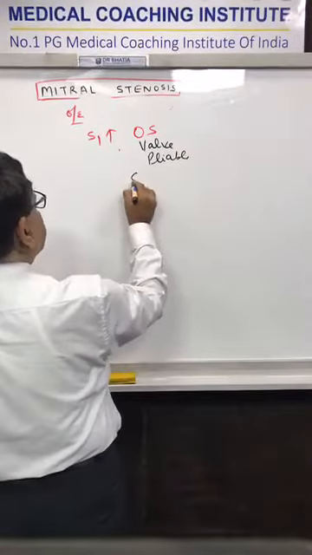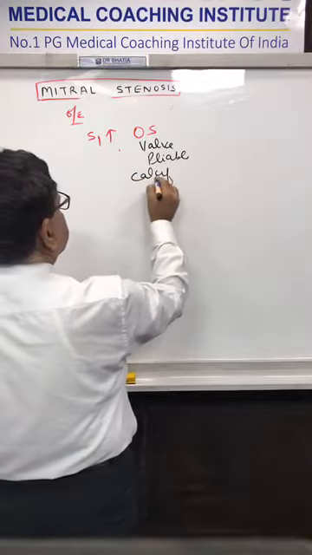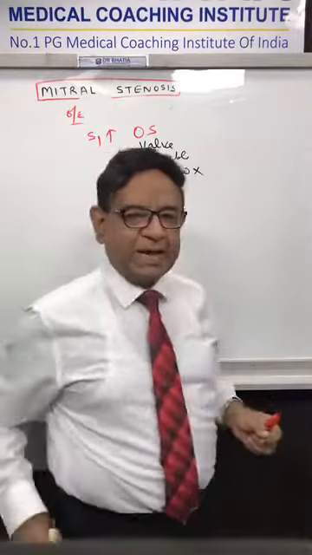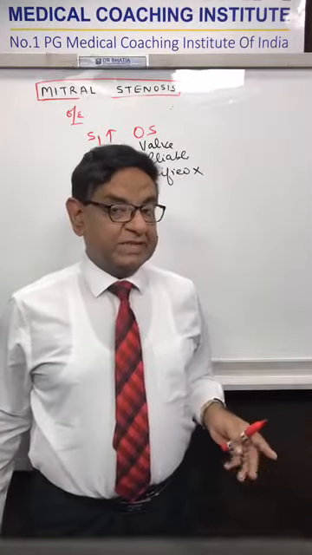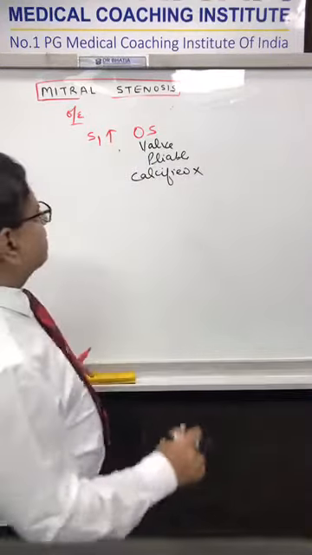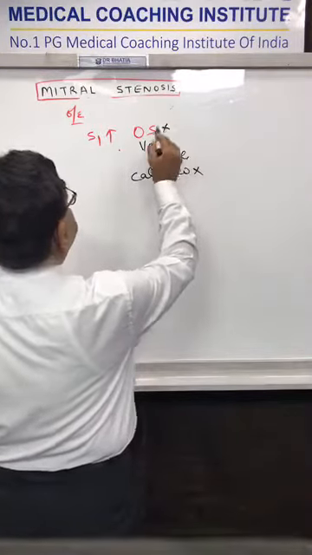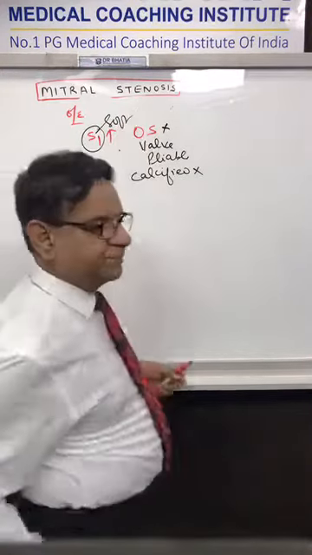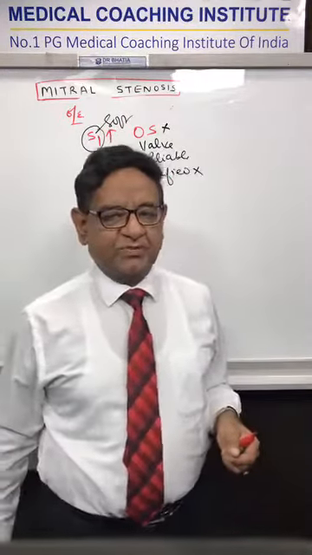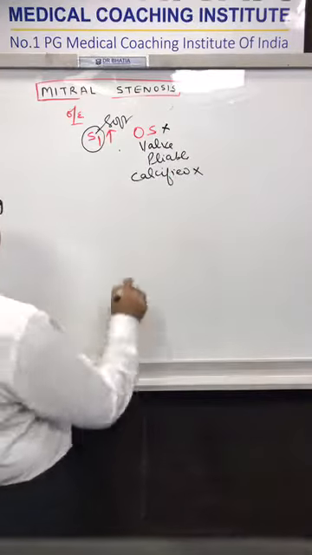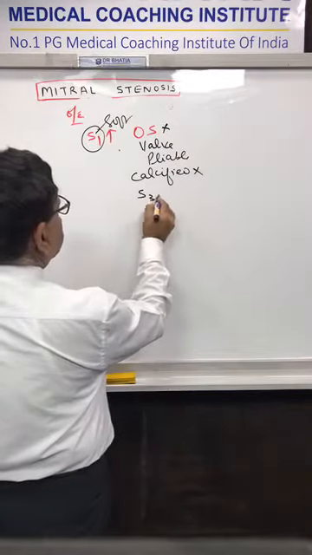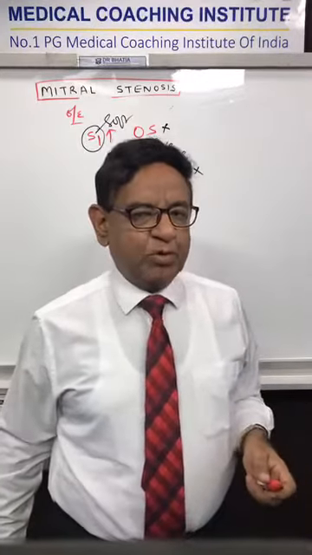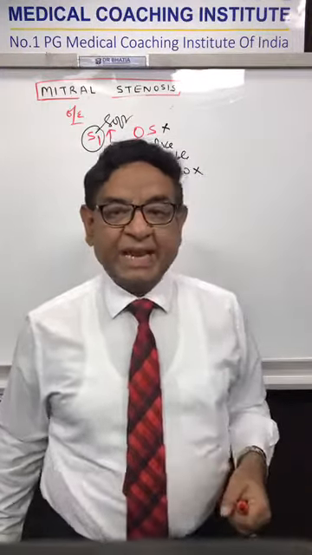It is not calcified. Okay, the valve is pliable. But once the valve is calcified, then the opening snap disappears and S1 becomes soft. Then in MS, third sound is never heard. Again I repeat, in pure mitral stenosis, third sound is never there.